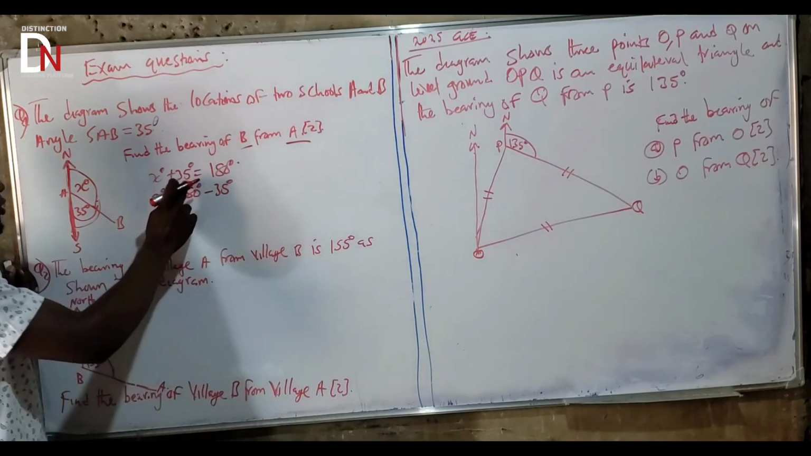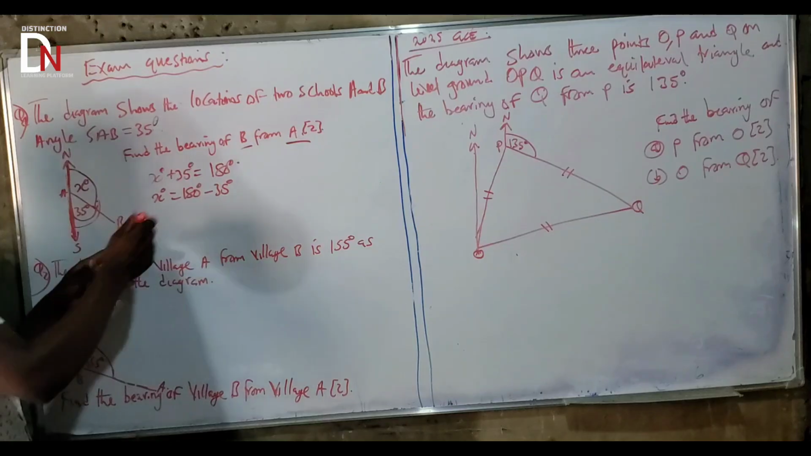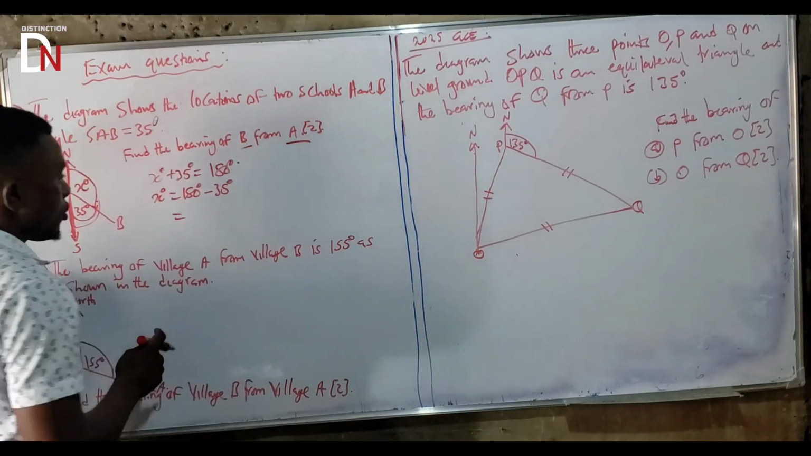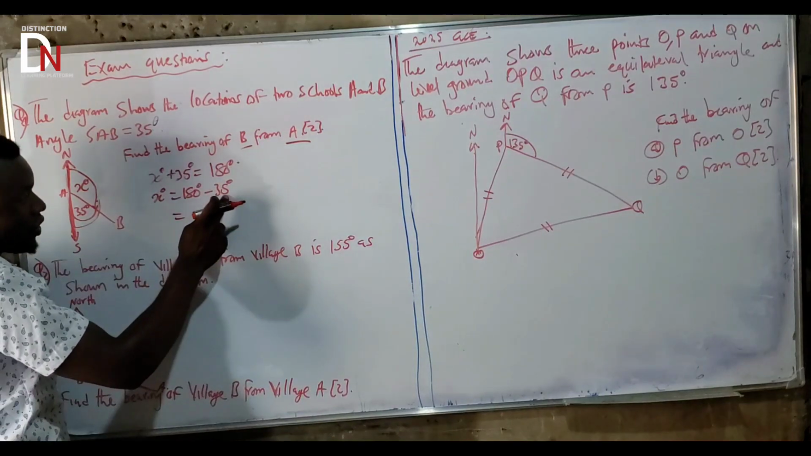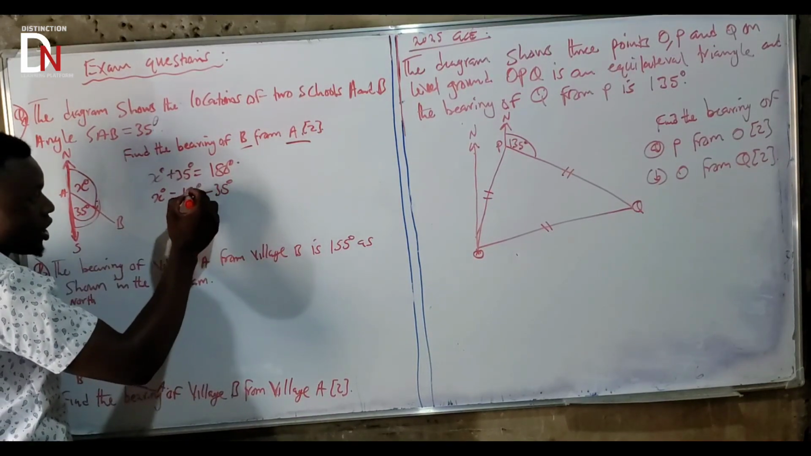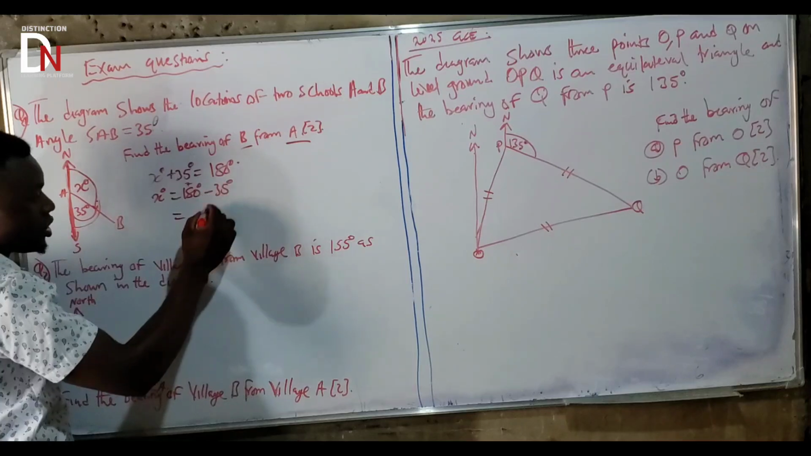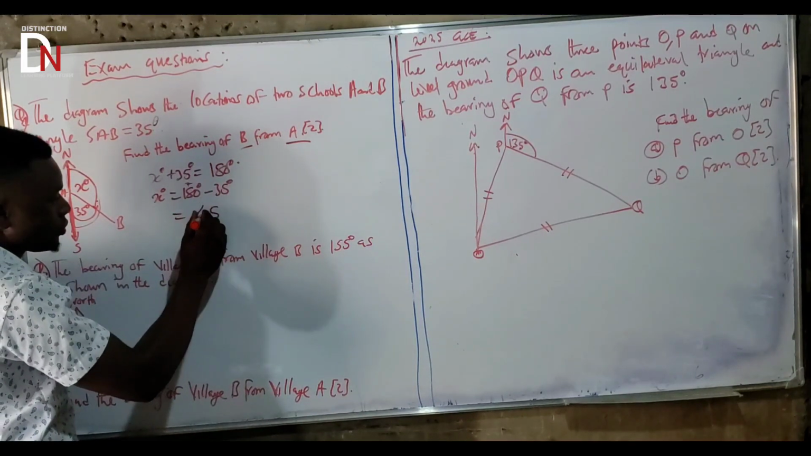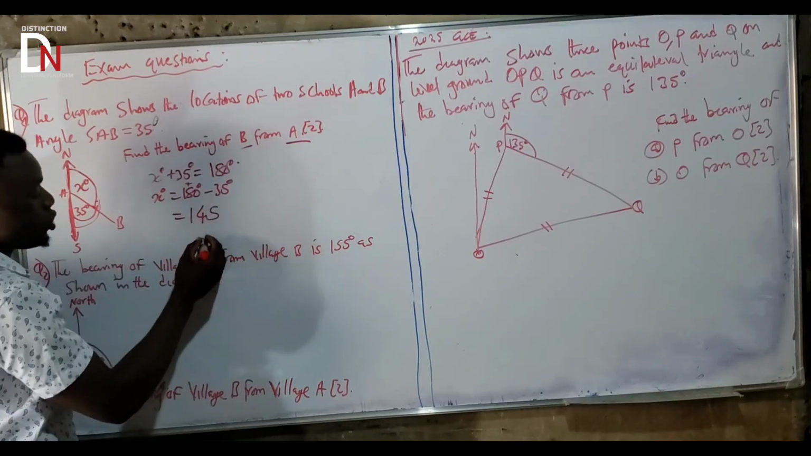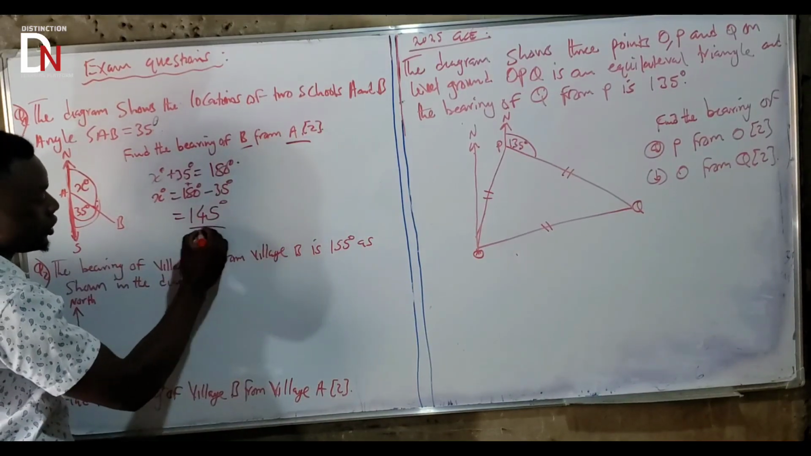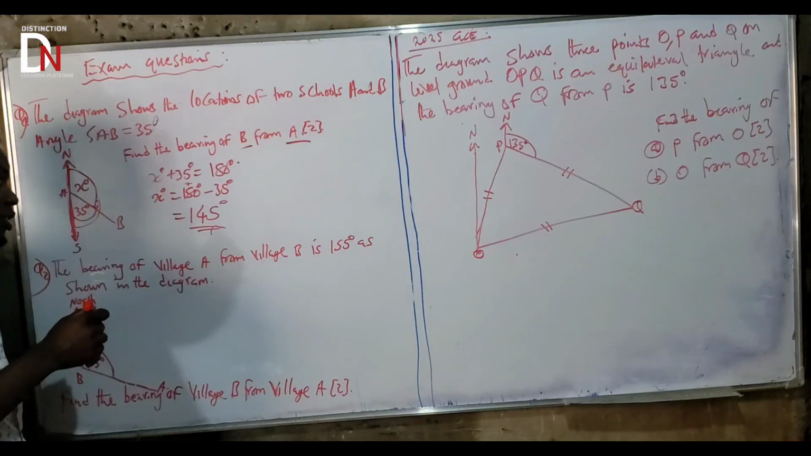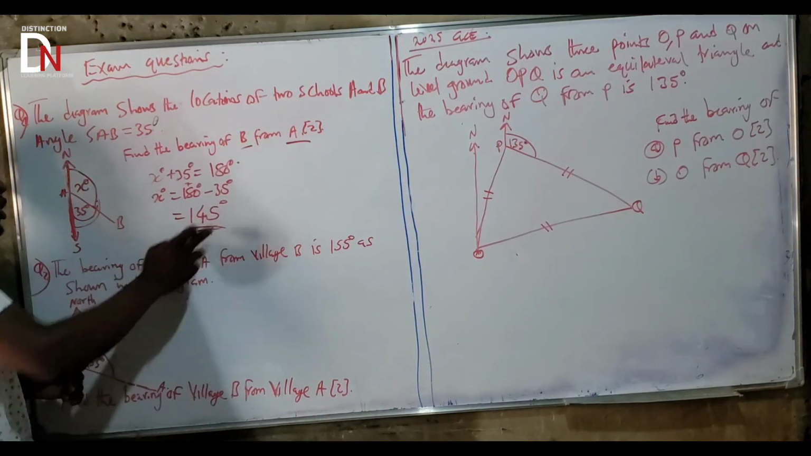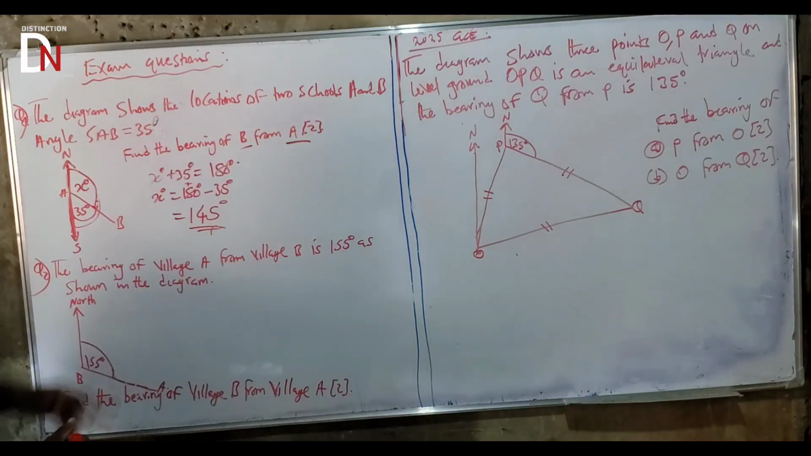Okay, so this is 35. When this 35 shifts across the equal sign, the sign will change from positive to negative. So that's where the minus is coming in. Therefore, 10 minus 5 is 5, 7 minus 3 is 4, and that is 1, and you should be able to get 145 degrees. So the bearing of B from A, the answer is 145 degrees. Okay, great. So that's how we solve.